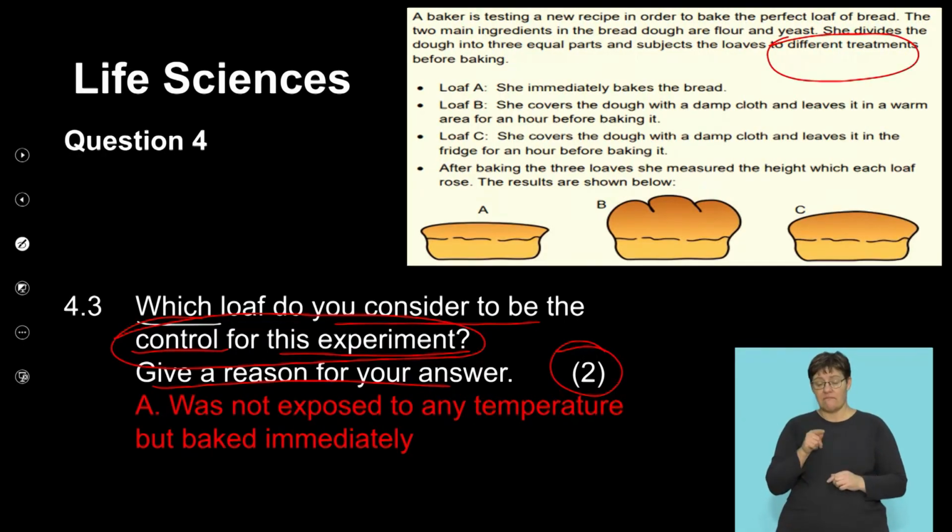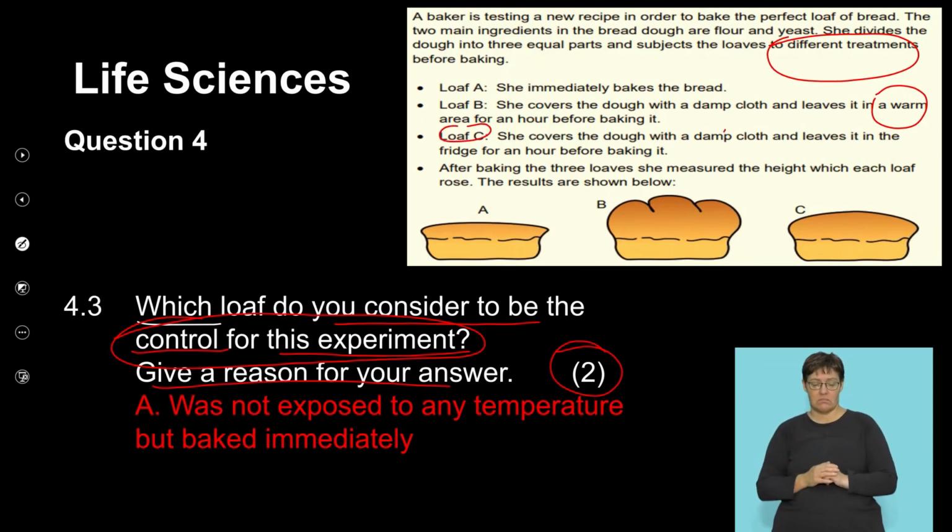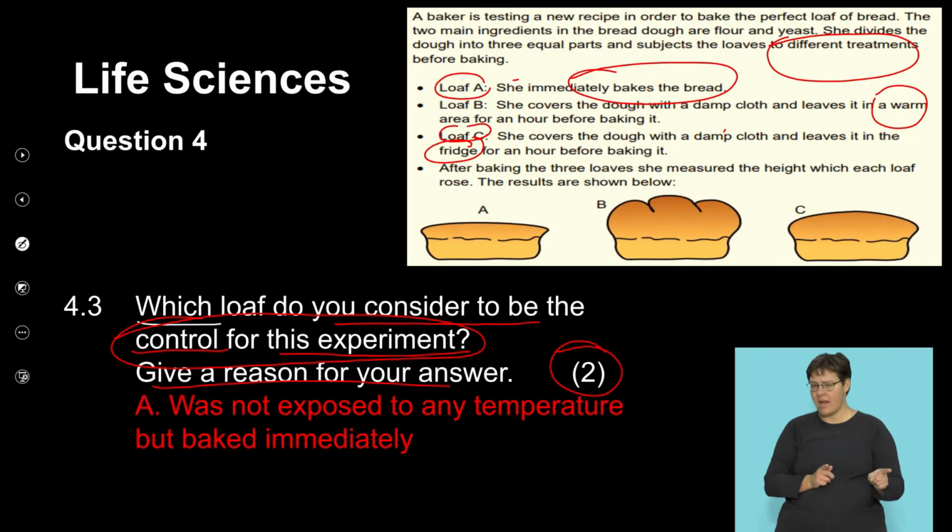We know that the loaf of bread B was kept in a warm environment. Loaf of bread C was kept in a cooler environment in the fridge. Loaf A was placed immediately into the oven. So that was subjected to no specific treatment.